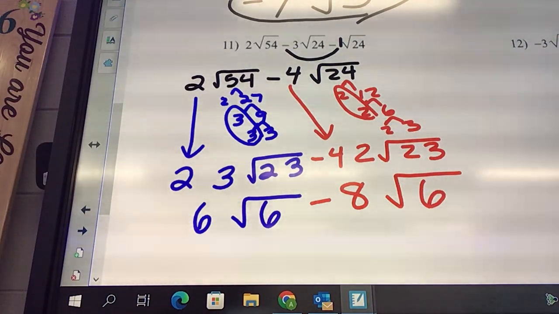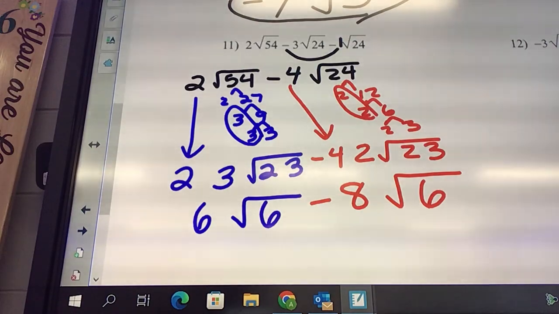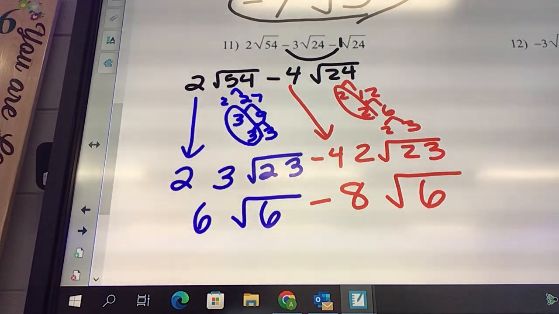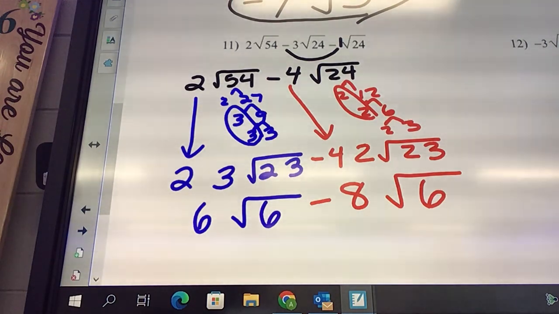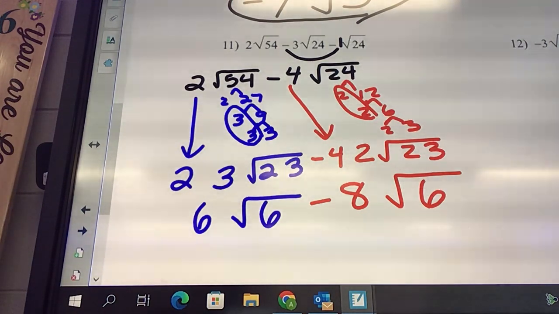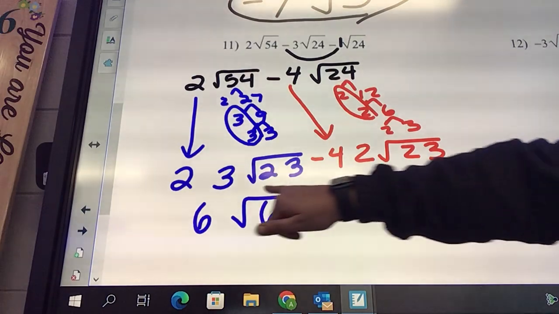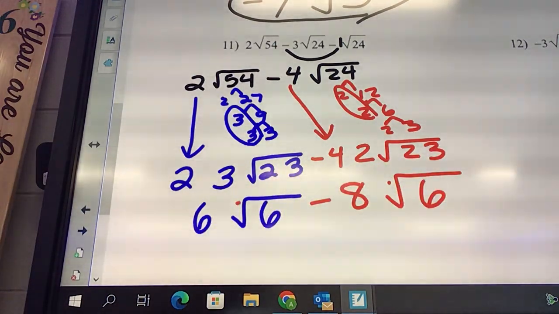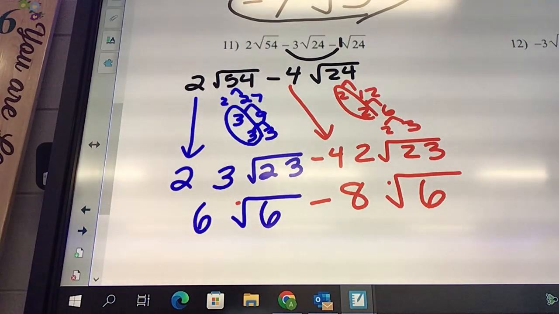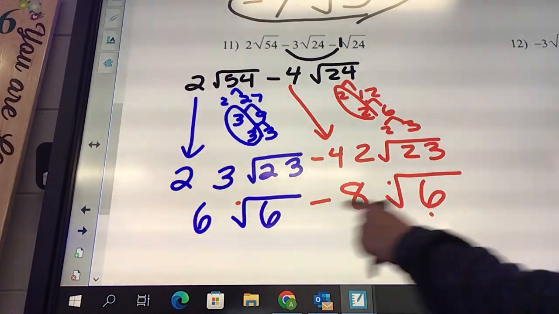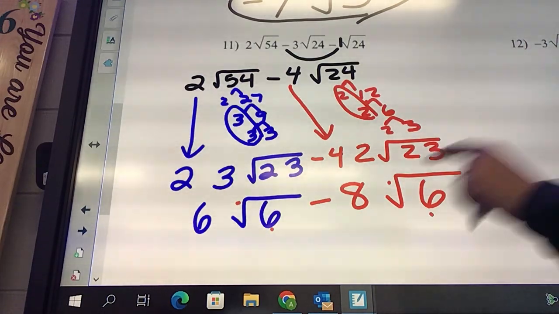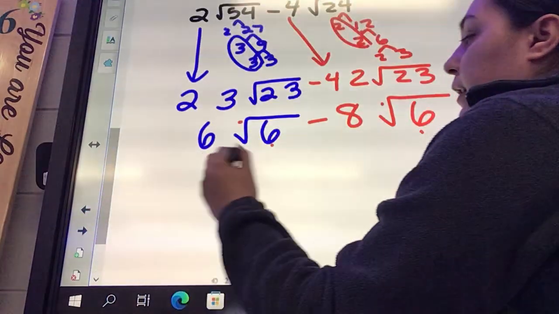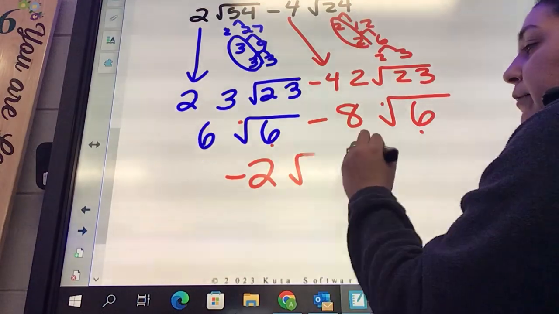Okay, now, is our index the same? What is our index? It's a 2. If there's nothing there, it's a 2. Okay, is our inside number underneath the radical the same? Yeah, we got a 6 and a 6. So we are allowed to combine the outside. What is 6 minus 8? Negative 2 square root 6.